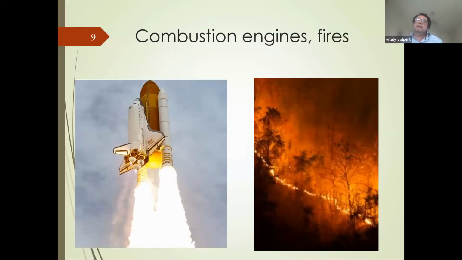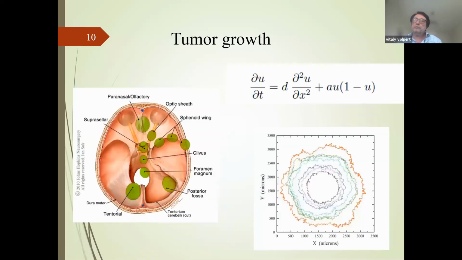Of course, there are many other examples, not only in biology but also in chemical physics, like combustion waves propagating, which are also described by reaction diffusion waves, or forest fires, like in the right image here, also described by these models and these equations.